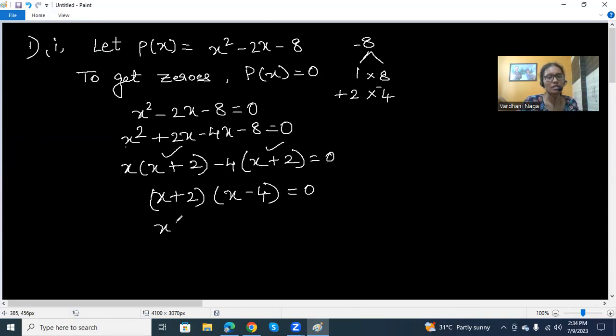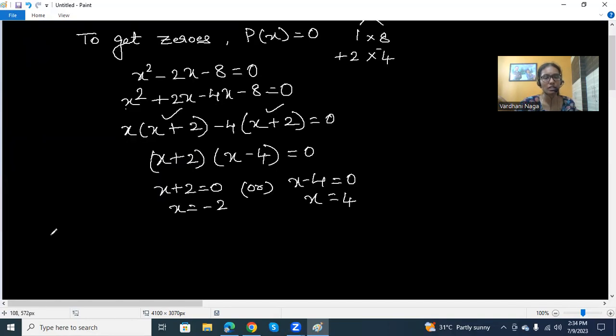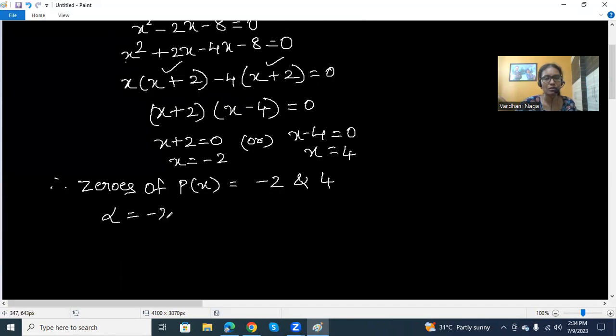Okay, so x plus 2 equal to 0 if we put, what is the x value? Minus 2. Or x minus 4 equal to 0 we put, x value is plus 4. So zeros of the polynomial, therefore zeros of p of x is equal to minus 2 and 4. So we already know alpha and beta are the zeros of the polynomial. So alpha value is minus 2 here, beta is 4.